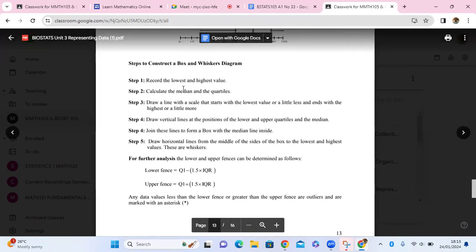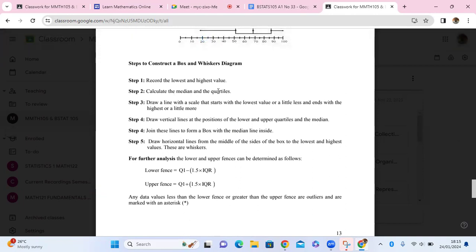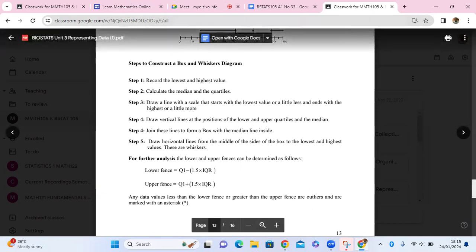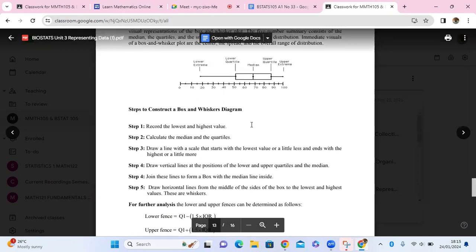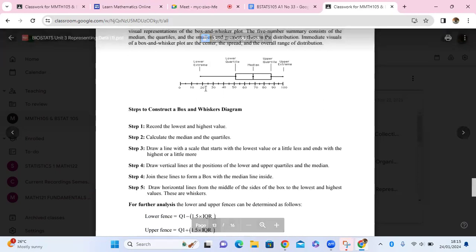First, you record the lowest and the highest value. Then you have to calculate the quartiles, the median and the lower and the upper quartile, the 3 quartiles. You've got to calculate them, so that will be your 5 numbers, 1, 2, 3, 4, 5. And you have to draw a line for scale, a horizontal scale, as you can see. In that case, the example is from 0 to 100.